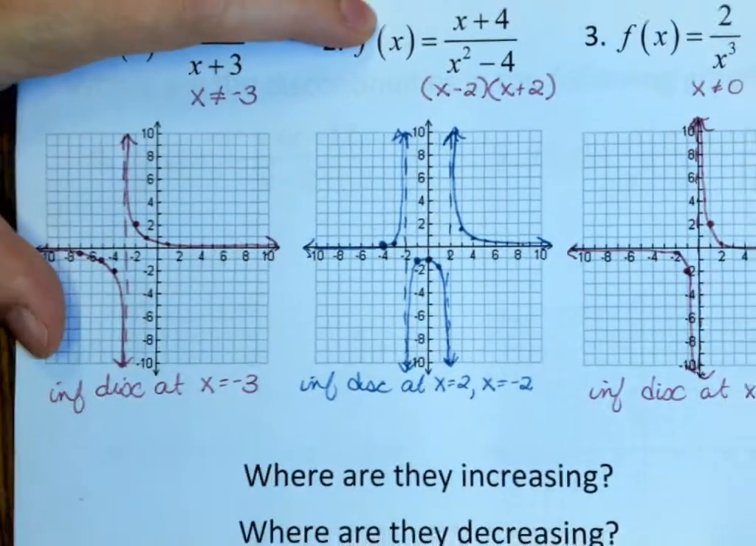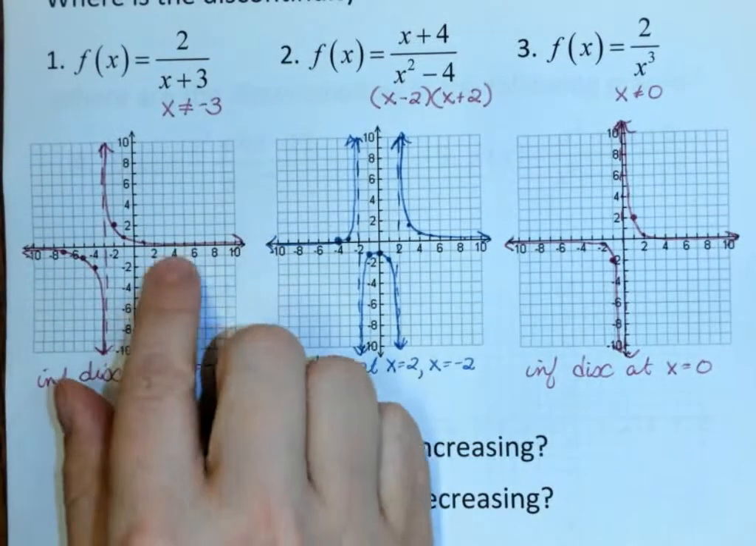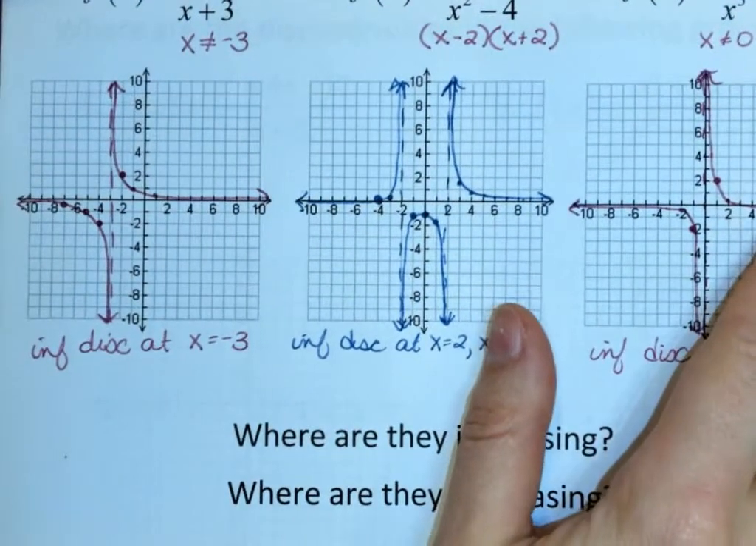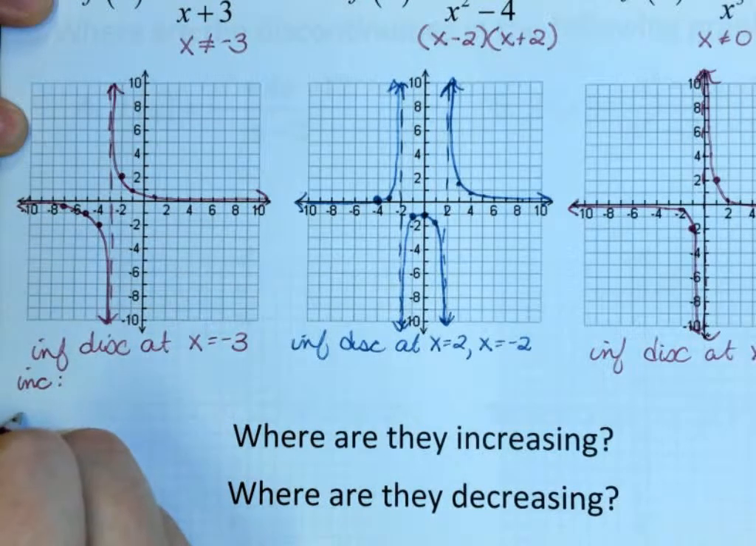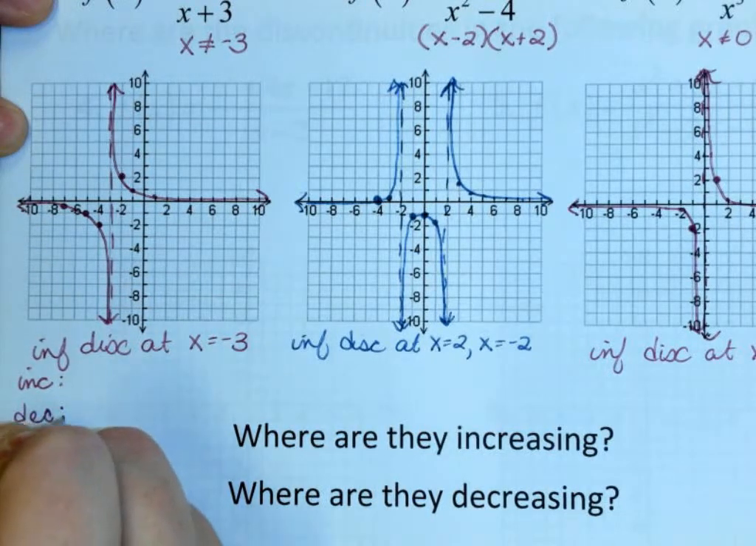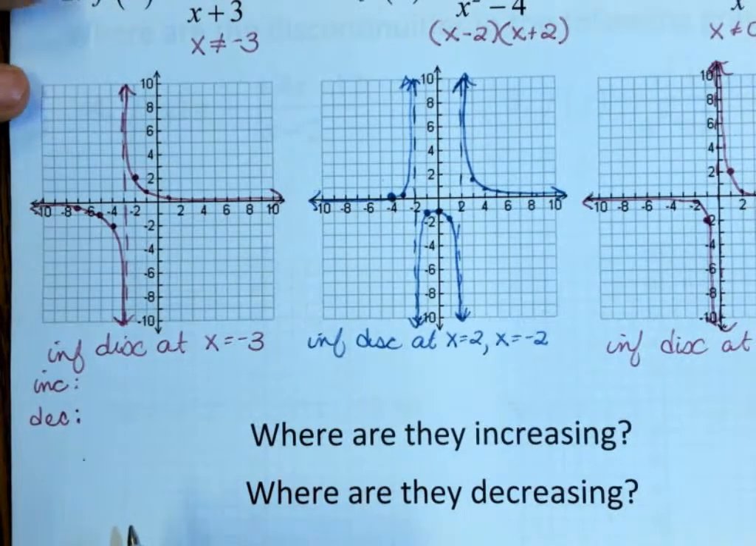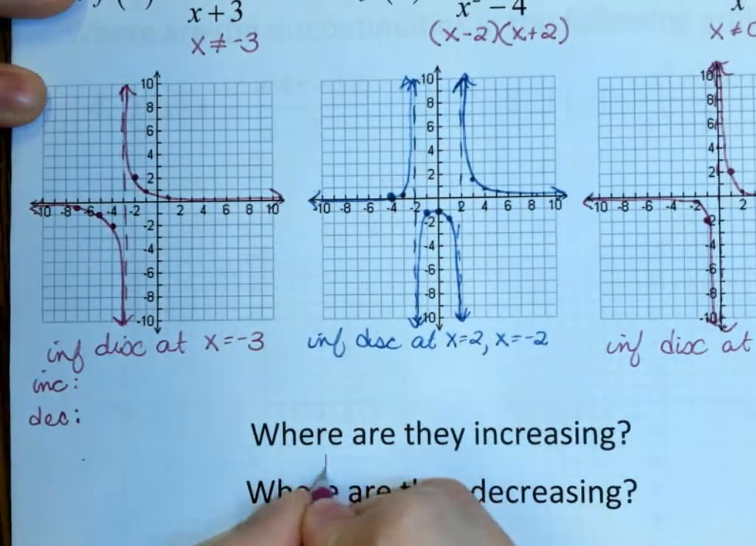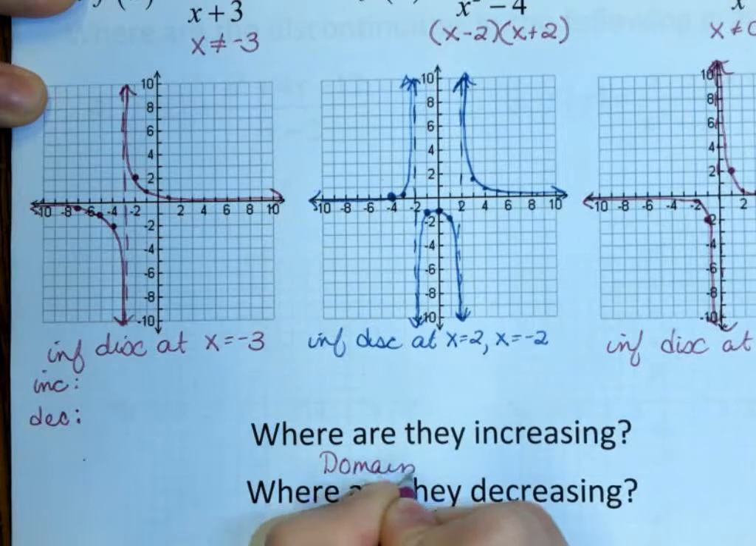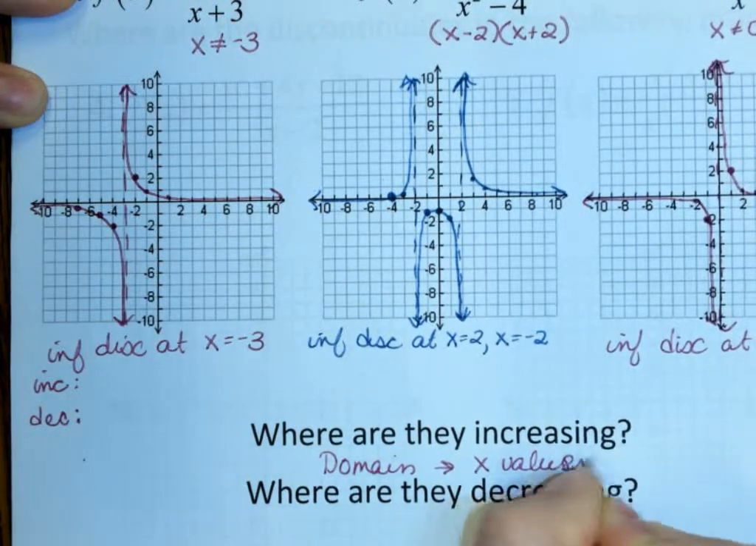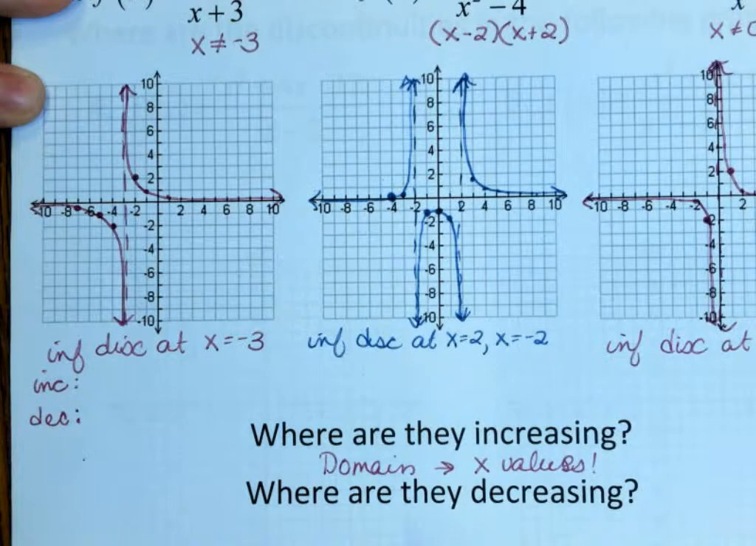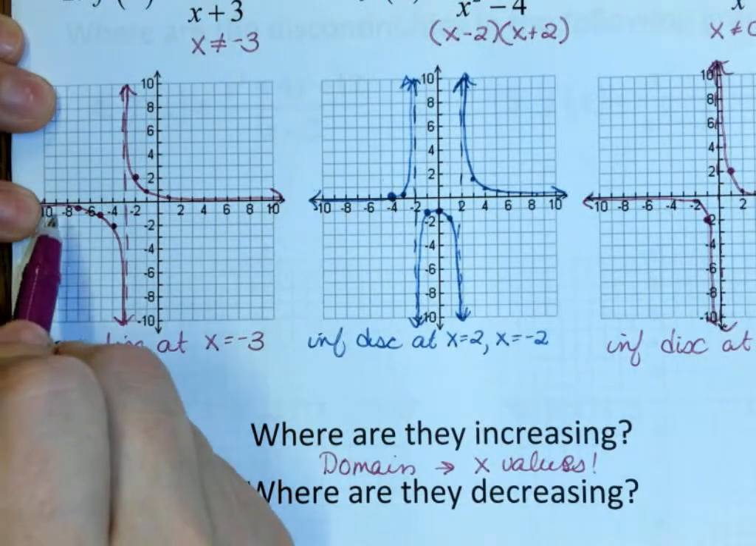I'm going to look at this first graph right here at number 1. We're going to say where it is increasing and where it is decreasing. When we're talking about increasing and decreasing, we're talking about the domain or the x values. We want to know for which x values is my graph going to be going up or my graph going to be going down. So what is my graph doing here?